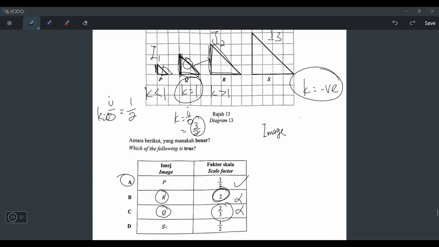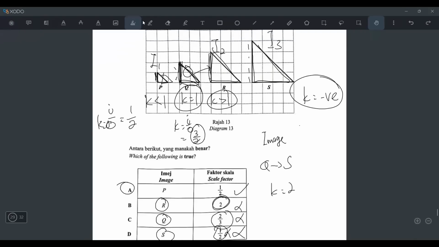So this is also wrong. And let's take out D. D is the triangle S, and they say the image is 1/2. Impossible, okay? Because from Q to S, the image is getting bigger. If it's getting bigger, the K must be bigger than 1. So how can it be 1/2? The K must be 2, because this is 4 squares, this is 2 squares. So the K is actually 2 if S is the image. So that's how you do it.